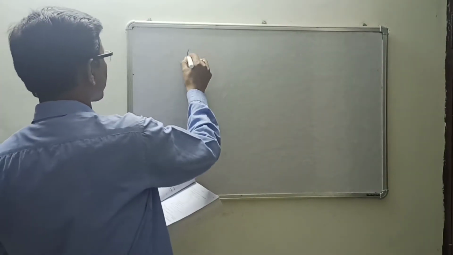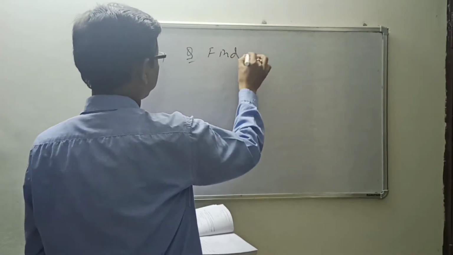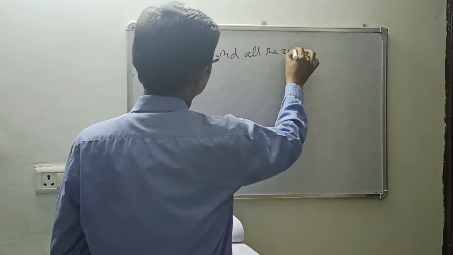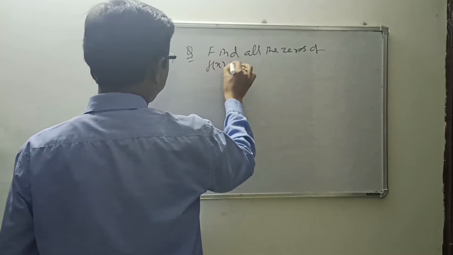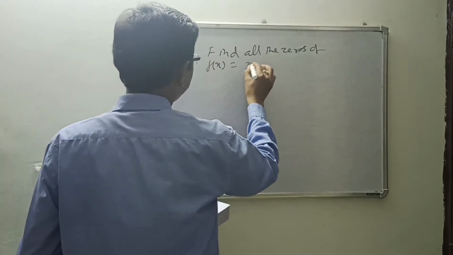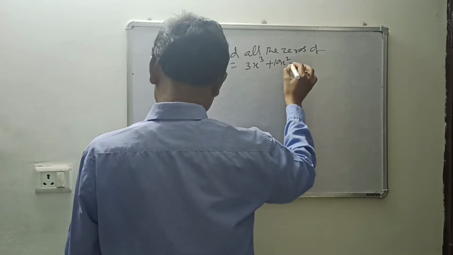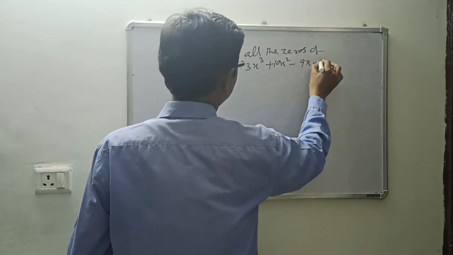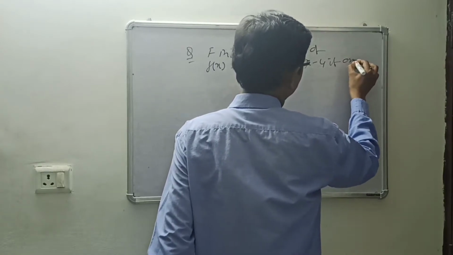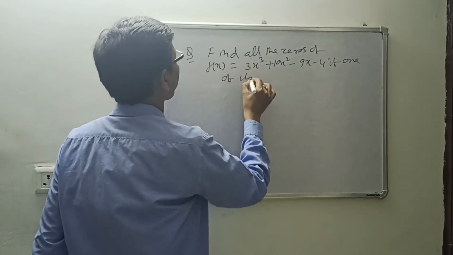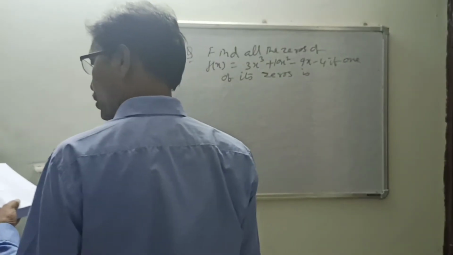Just for example, one question I am writing here. Find all the zeros of the polynomial, say f(x) or p(x), anything you can say: 3x cube plus 10x square minus 9x minus 4, if one of its zeros given to you is 1.